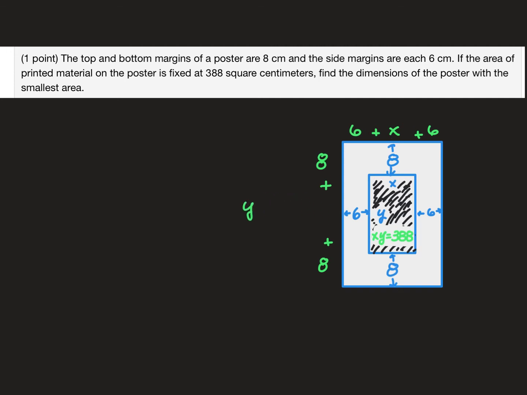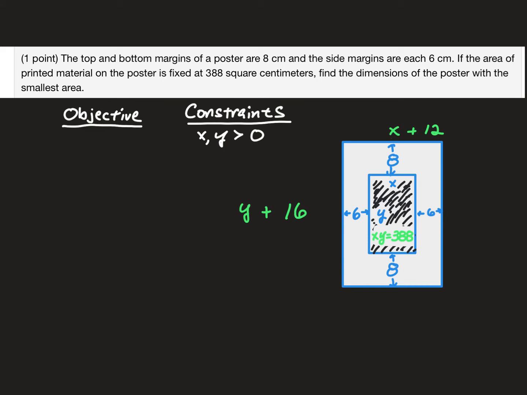Okay, so let's take some time to combine the y plus 8 plus 8, and that'll give us y plus 16. Then the x plus 6 plus 6 will give us x plus 12. And now we have a way to determine the area of the entire poster, given the dimensions x plus 12 and y plus 16.